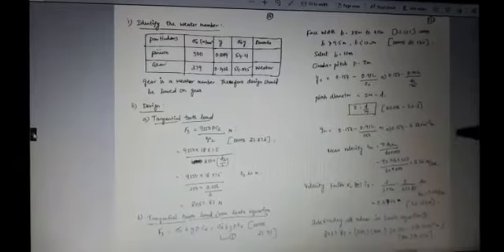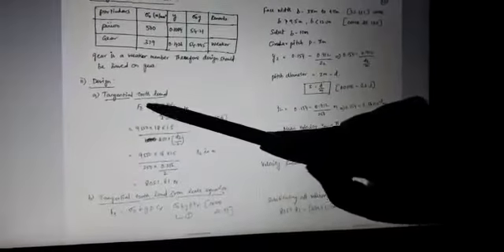We have to always design based on the weaker member only. So now we start the design. First step, we find out the tangential tooth load, that is the transmitted load. The tangential tooth load is a static load. First we have to find out the static load.